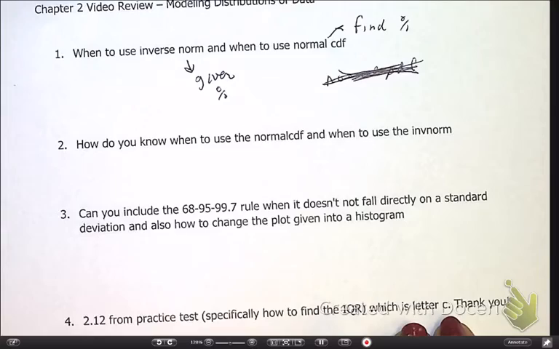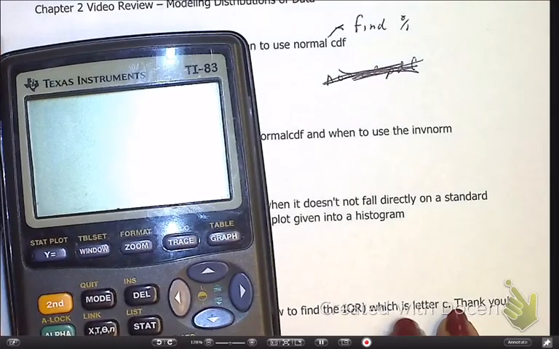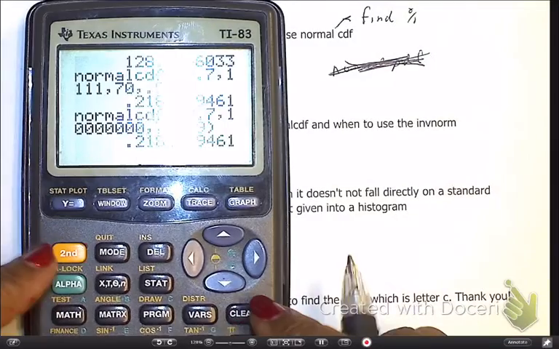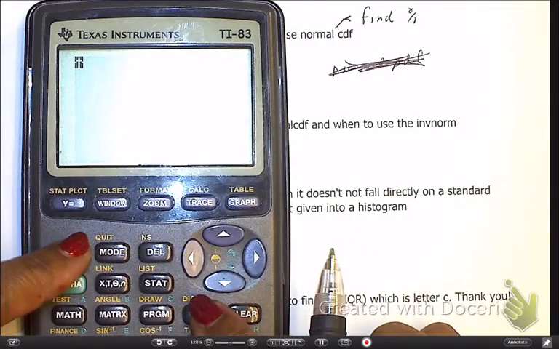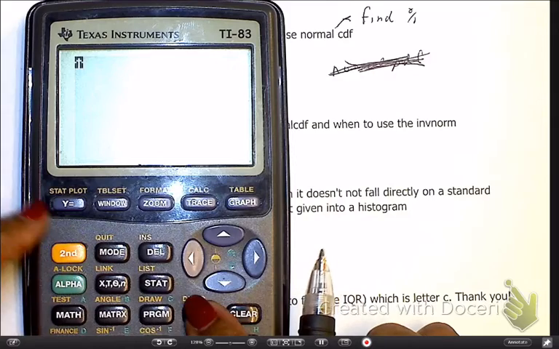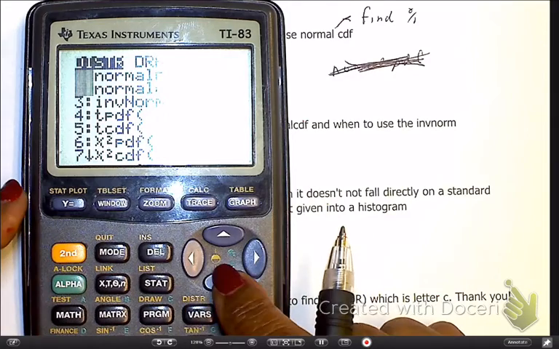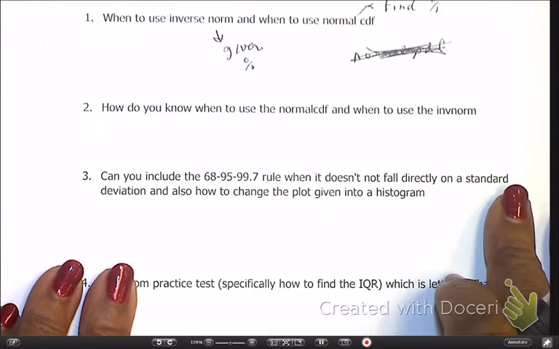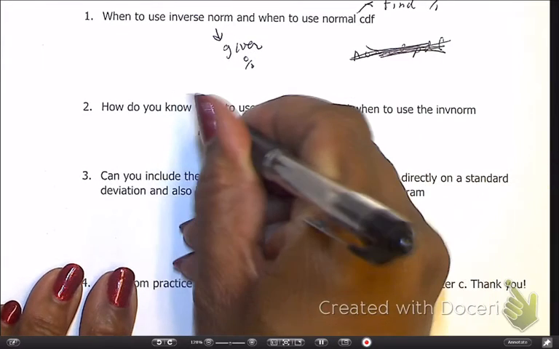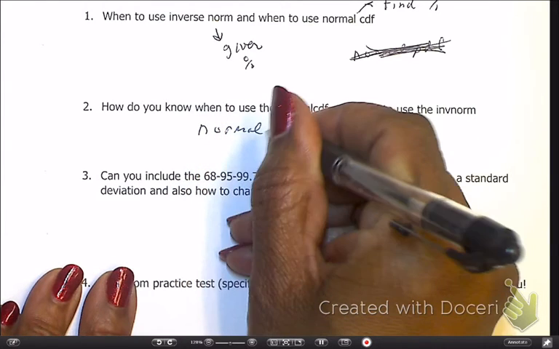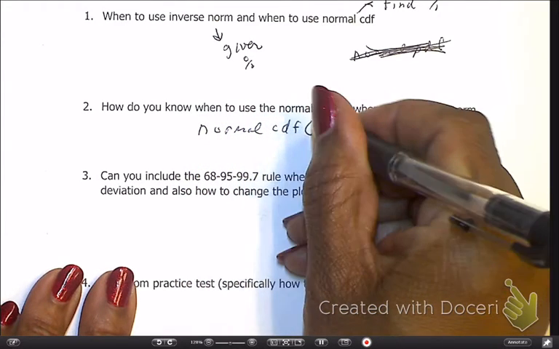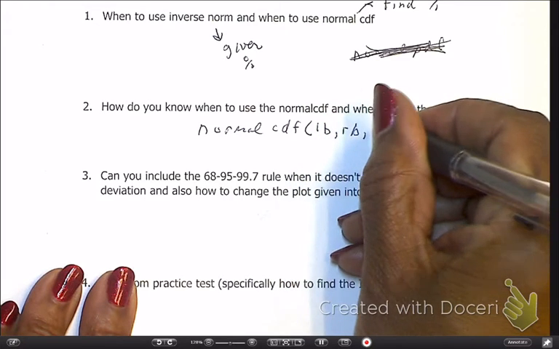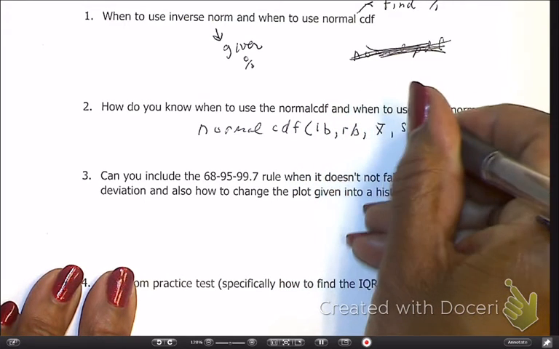I'm going to show it on the 83. Okay, so remember, you're going to go to second, VARS, and then you see normal CDF. So the question might be, how do you enter it? Okay, so I've talked about this before. Normal CDF, you've got your left bound, you've got your right bound, you've got your mean, and then you've got your standard deviation.